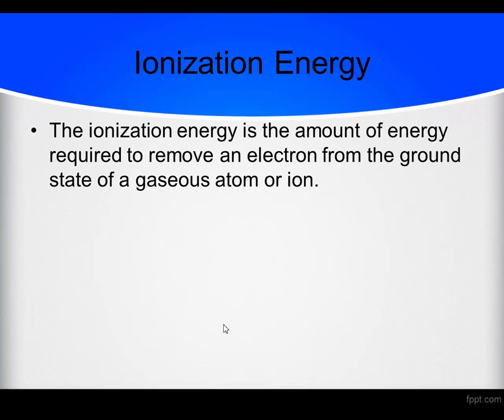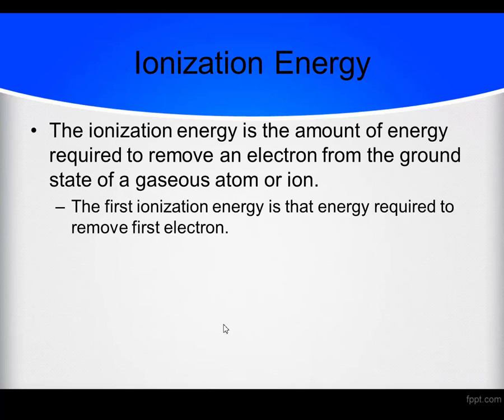Ionization energy is simply the amount of energy that's required to take one electron away from an atom. So it's the amount of energy needed to make an atom into a single ion. And it'll always be a +1 ion as far as ionization energy is concerned.